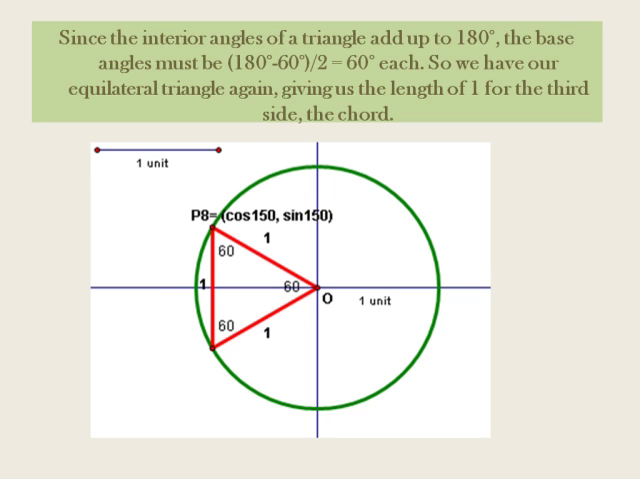Since the interior angles of a triangle add up to 180 degrees, the base angles must be 180 minus 60 divided by 2, 60 degrees each. So we have our equilateral triangle again, giving us the length of 1 for the third side, the chord.